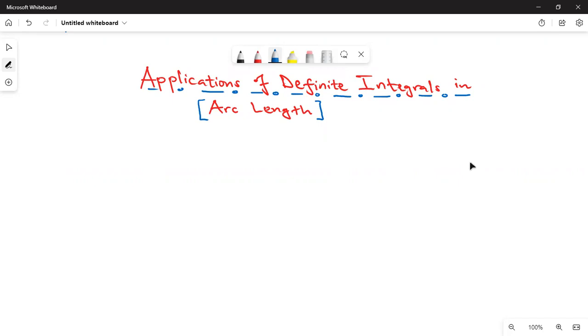Today we are going to look at Calculus 2 and our main topic is on applications of definite integrals. In particular, we are going to see how to find the length of an arc.